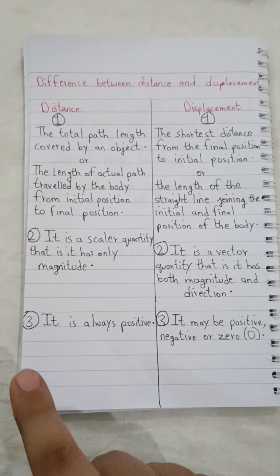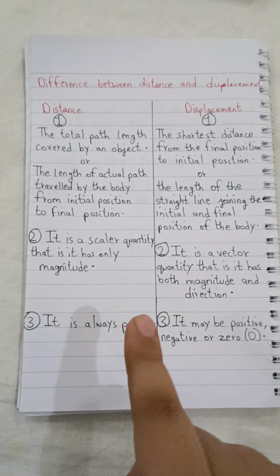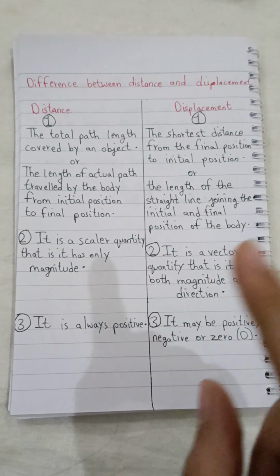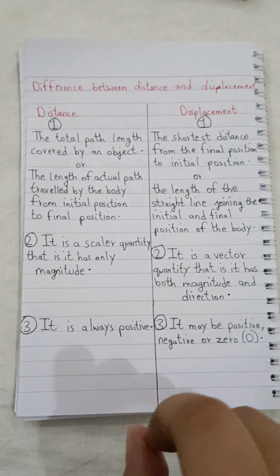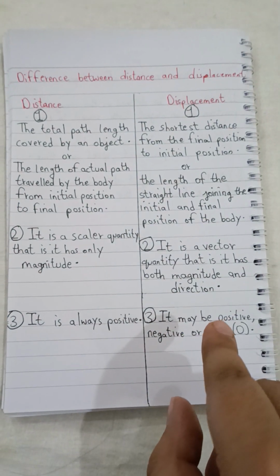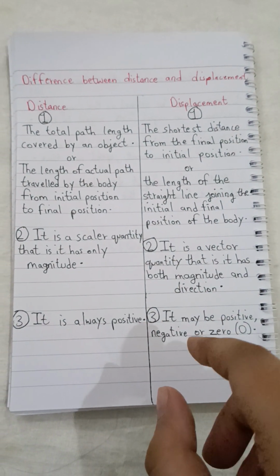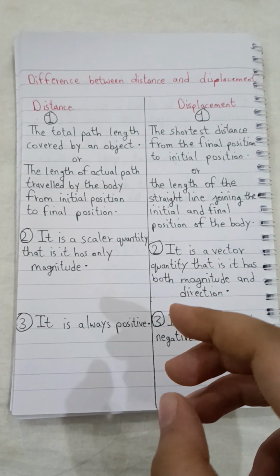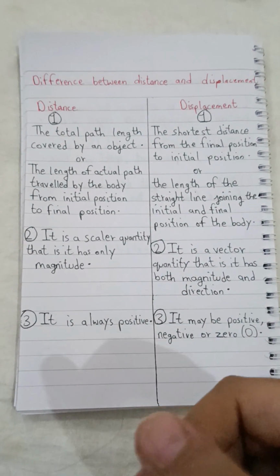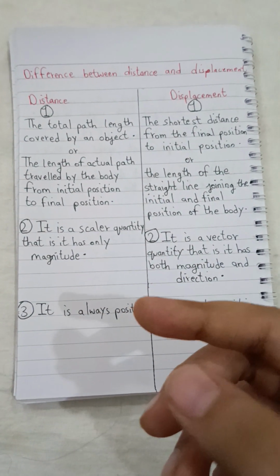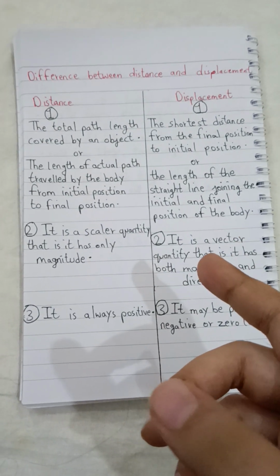Okay, so now let's see the third point. Distance is always positive, and for displacement it may be positive, negative, or zero. Okay, it can be any of these three for displacement. It depends. Okay, so now let me show you an example on distance and displacement.